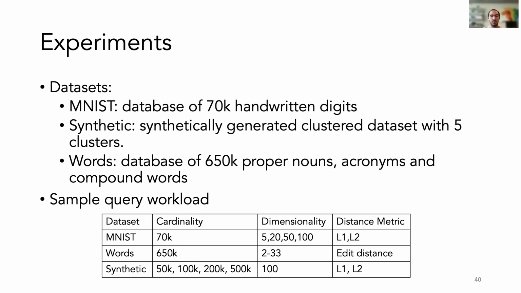For our experiments, we used the MNIST dataset, which is a dataset of 70,100 digits, then a synthetically generated cluster dataset with 5 clusters, and words, which is a database of 650,000 proper nouns, acronyms, and compound words. Query workloads are formed by randomly sampled objects from the data.